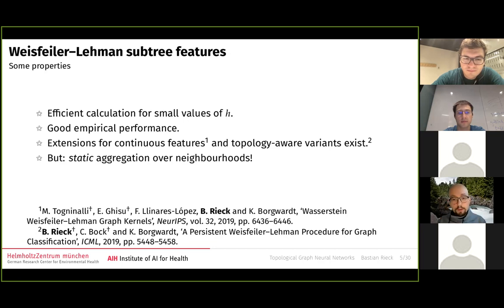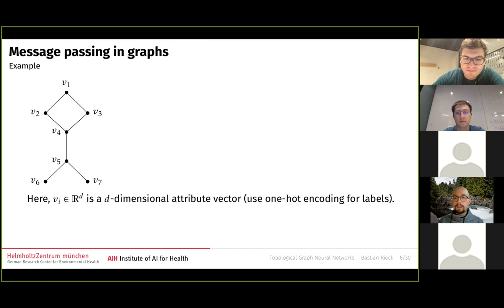The big elephant in the room, though, which we as machine learners want to surpass as quickly as possible, of course, is that it's still a static aggregation over neighborhoods. So you treat all the neighbors the same, and you just aggregate all the information indiscriminately off the graph. So this has to be surpassed somehow. And of course, we all know this is the right reading group for this. Message passing in graphs was meant to do exactly that.